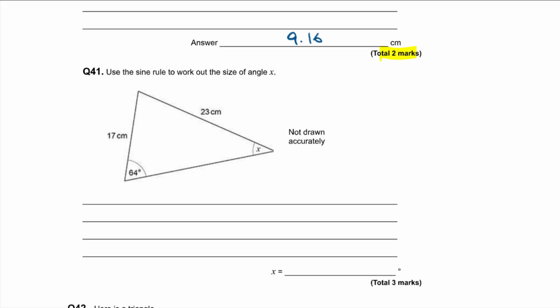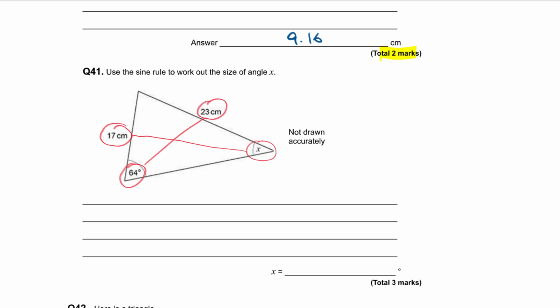9.16. Question 41, use the sine rule to work out the size of angle X. So here, again, do we have 3 sides? No, we don't. Look, we don't have anything here, so it's not going to be the cosine rule. So next, look for opposite pairs. Now I've got 64 matching up with 23, and I've got my unknown angle here which matches up with the side that I know. So again, this is an example of where we're going to be using the sine rule.